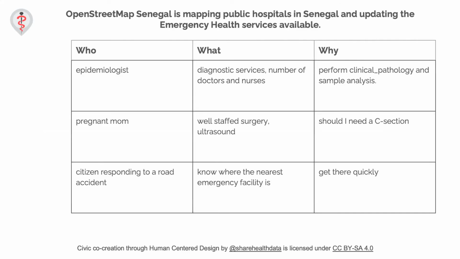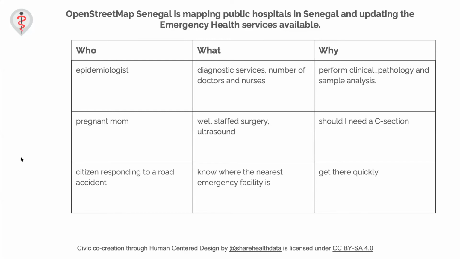Okay, so using that sentence structure, what we've done is we've been able to identify these three sections: who, what, and why. And we understand that we are dealing with an epidemiologist, a pregnant mom, and a citizen. And we understand the attributes that they're interested in: diagnostic services, or the number of doctors, having a well-staffed surgery and an ultrasound, and knowing where the nearest emergency facility is.